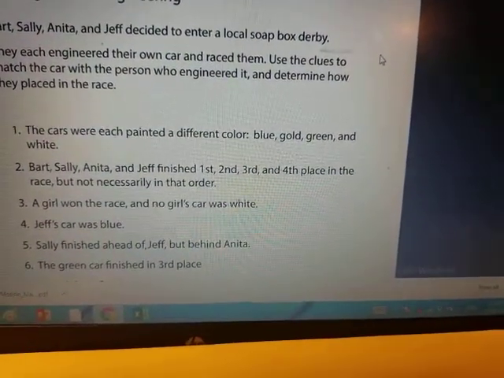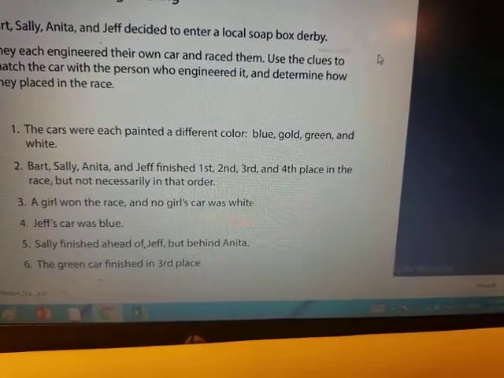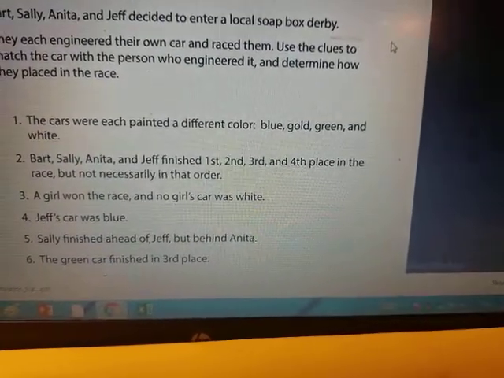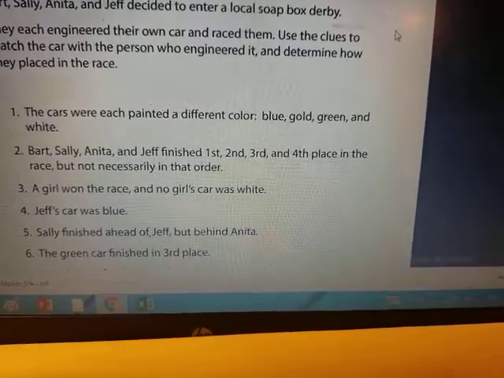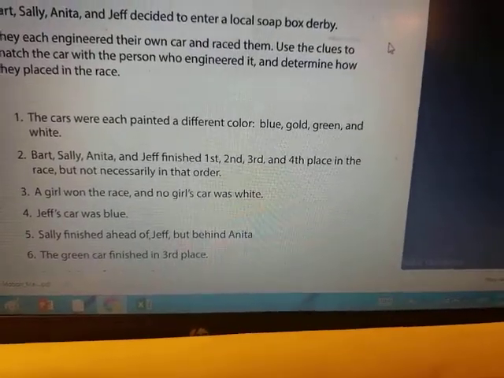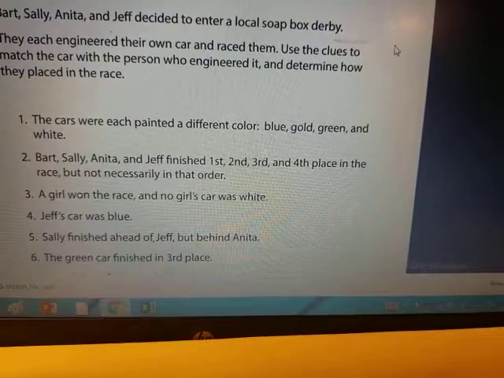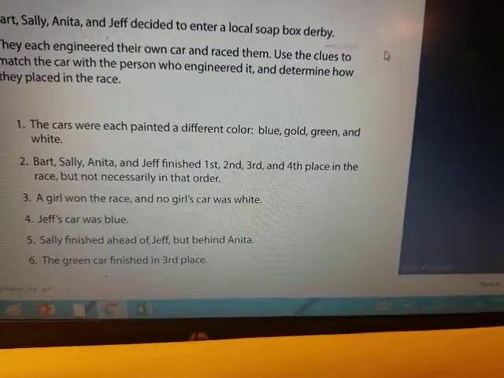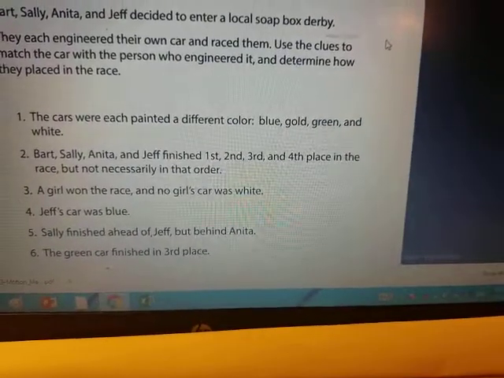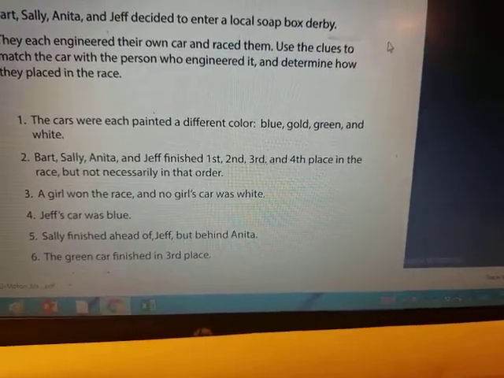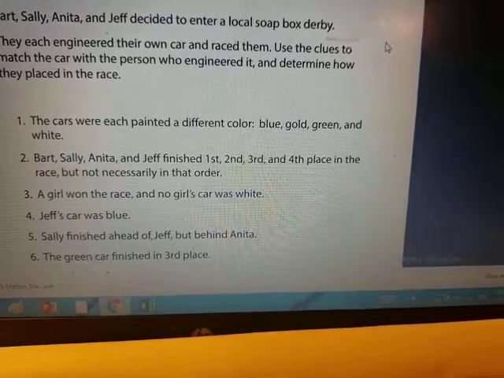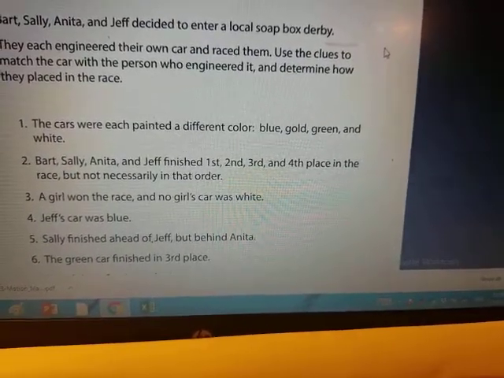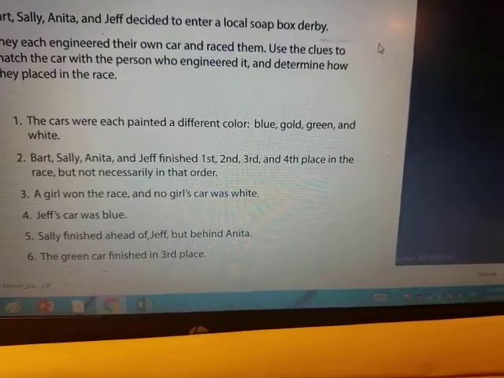Then it says number 3, a girl won the race, and no girl's car was white. So that's a huge clue right there. But I'm not going to write anything until I finish reading my clues. Then it says Jeff's car was blue. Okay, so they give you a huge clue right there, and I'm not going to do anything until I read everything. Number 5, Sally finished ahead of Jeff, but she was behind Anita. Okay, and the green car finished in third place.